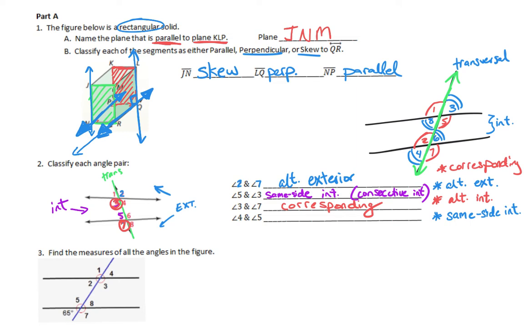Up next we have 4 and 5. They're both on the interior, so we're going to call them interior angles, and they're on opposite sides of the transversal, so we'll call them alternate interiors. Cool, cool.